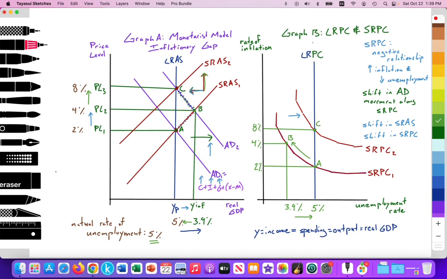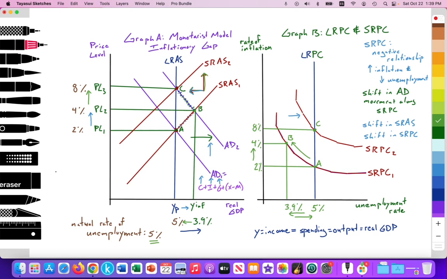In graph B, we see that as a result of a shift in the aggregate demand curve, there's a movement along the short-run Phillips curve from point A to point B, where we see the inflation rate increasing from 2 to 4% and the unemployment rate falling from 5 to 3.9%.